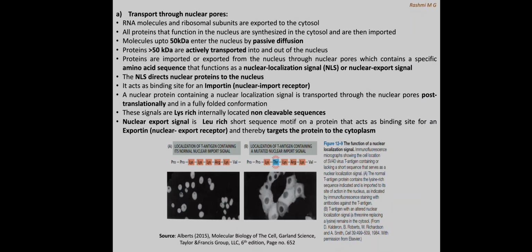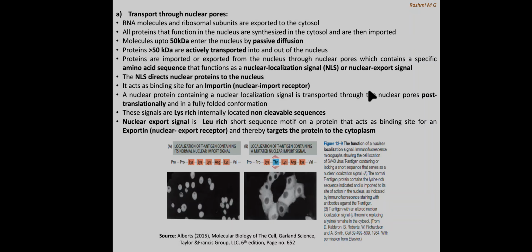Some of the molecules up to 50 kilodaltons enter the nucleus by passive diffusion. Proteins which are more than 50 kilodaltons are actively transported into and out of the nucleus. Proteins are imported or exported from the nucleus through nuclear pores. They contain an amino acid sequence that functions as a nuclear localization signal or nuclear export signal.